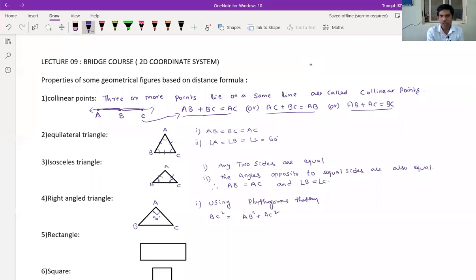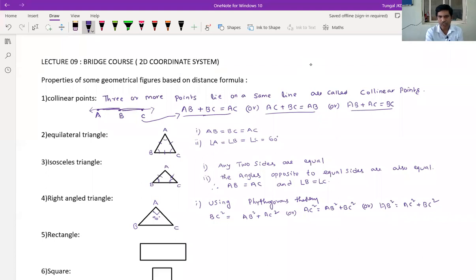Hypotenuse square is equal to the sum of the squares of the other two, or AC square is equal to AB square plus BC square, or one more, AB square is equal to AC square plus BC square. Among these three, if any one condition is satisfied, the given triangle forms a right angle triangle. Understood? How are these three conditions written?